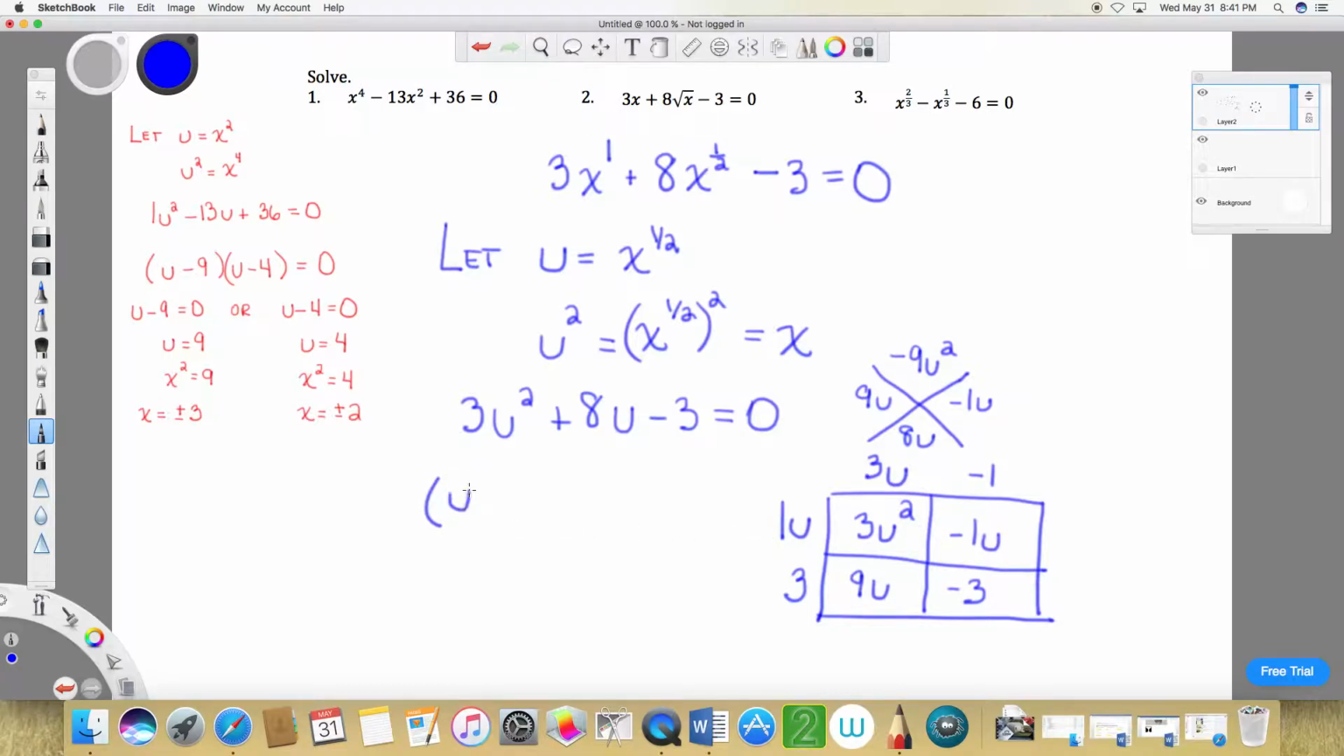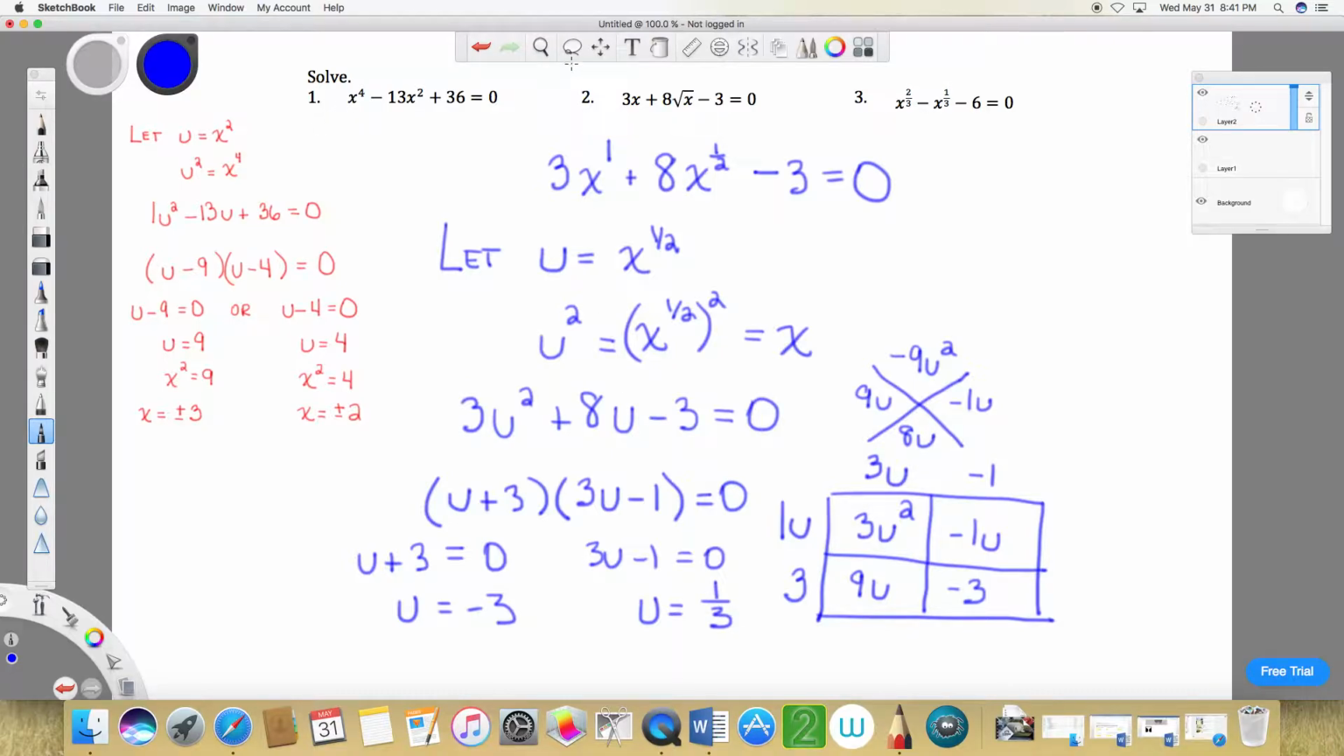And then if I come over, I have u plus 3 times 3u minus 1. That equals 0. This splits into two equations. And this solves to u is -3, and this in 2 steps: add 1 and divide by 3.